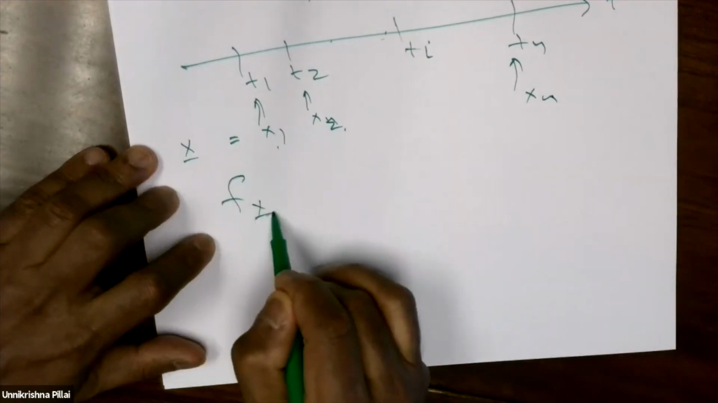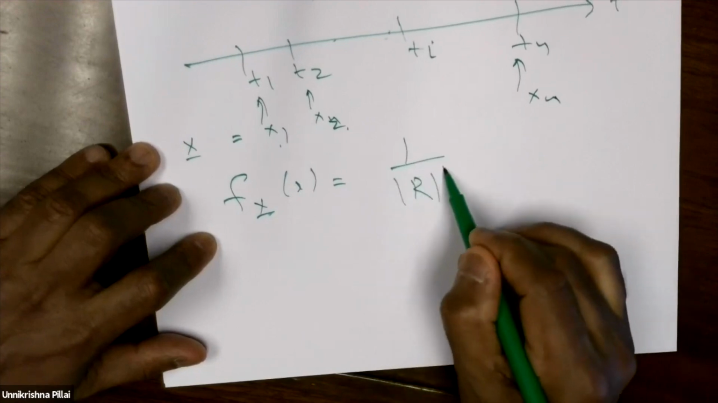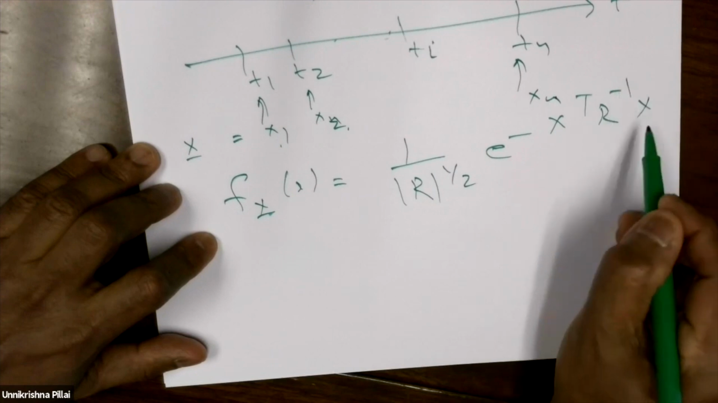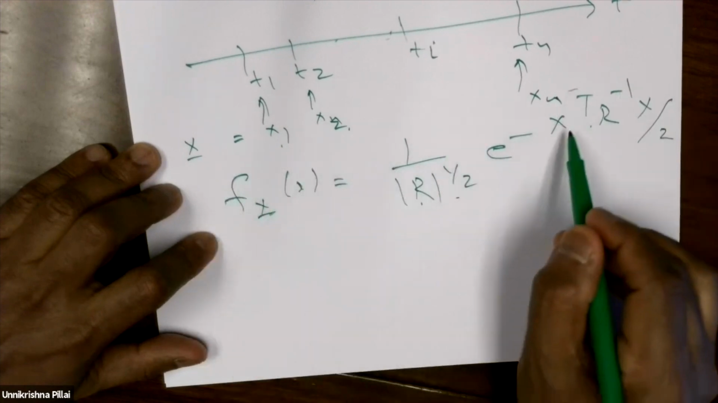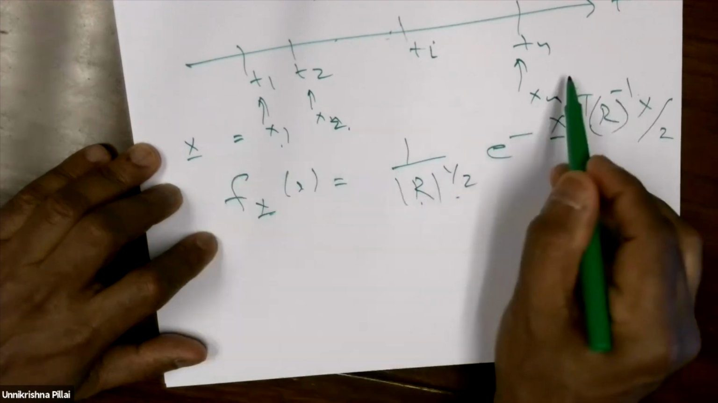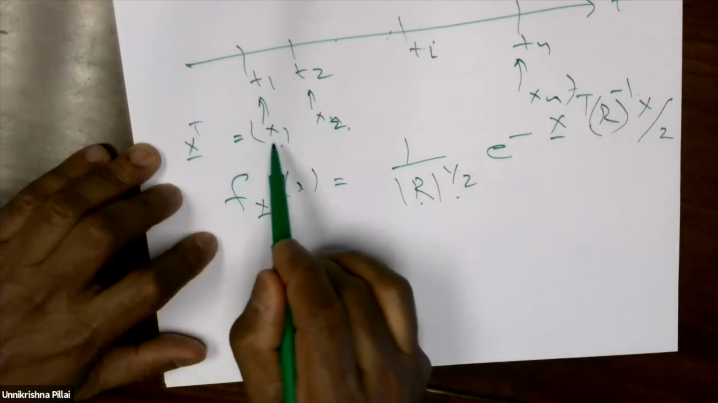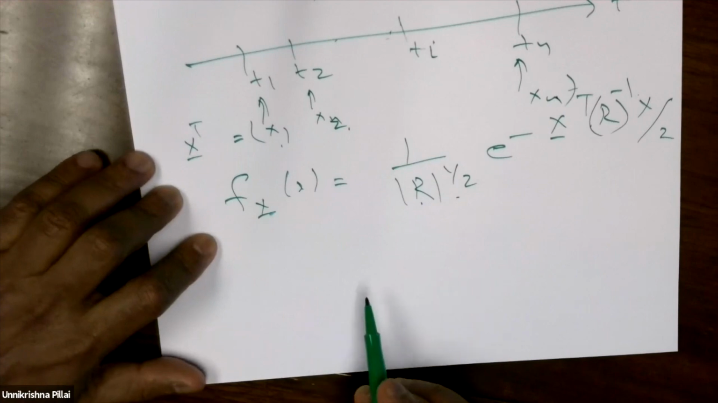That means f of x, I think I gave it to you once, has this form where R is the covariance matrix of all these. So that's a matrix, and then its inverse. X is this vector like this. This is X transpose, this row vector. So that's what we mean by a Gaussian process.